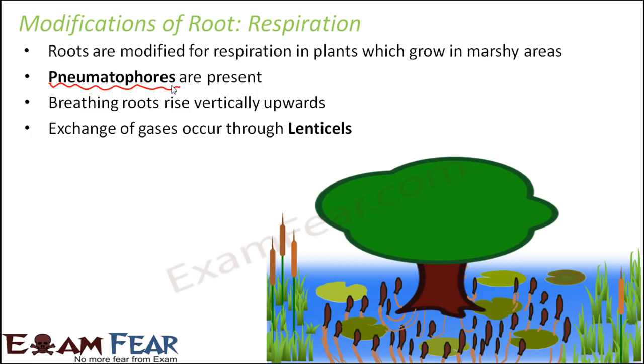Let us look at this picture to understand how exactly these pneumatophores are. Here you can see a big plant which grows in a marshy area, a muddy area with a lot of water but less oxygen. These are the pneumatophores, right? If you see, the pneumatophores are growing in the upward direction. These are the breathing roots, and these breathing roots grow vertically upwards. Now how will this exchange of gases take place?